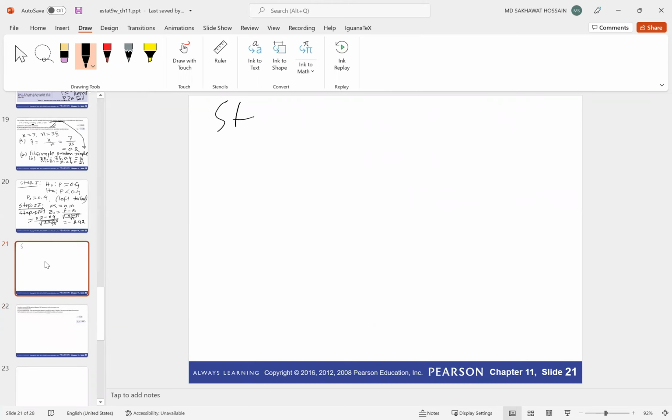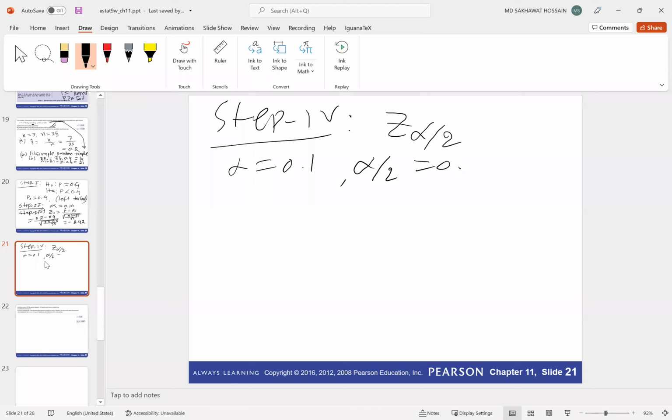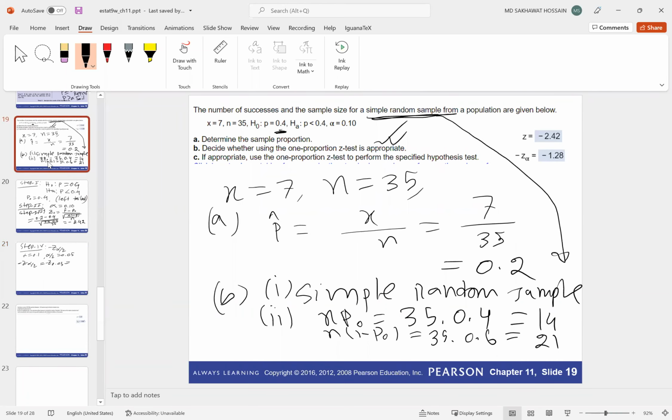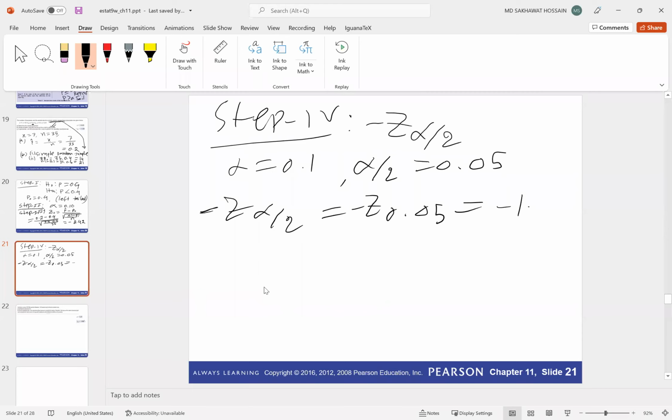Then step 4, you need to find z alpha. Alpha is 0.1, so z at 0.05 is the critical value. In this case, since this is a left-tailed test, the critical value will be the negative of this one. So this is negative 1.28. This is the critical value.